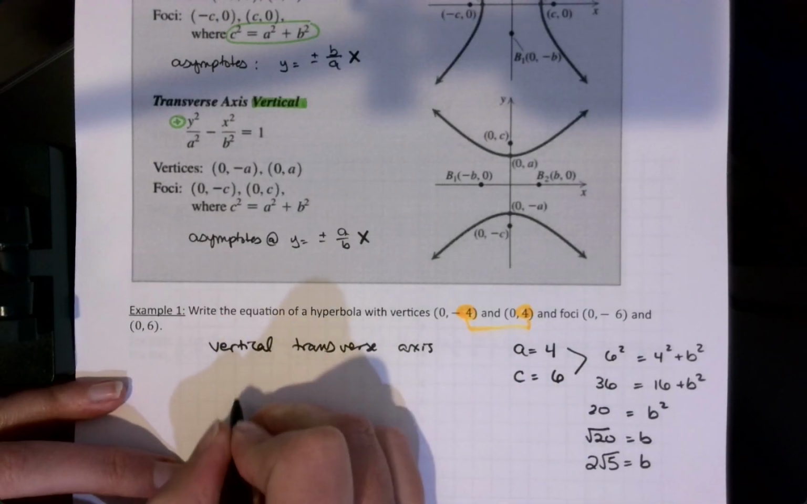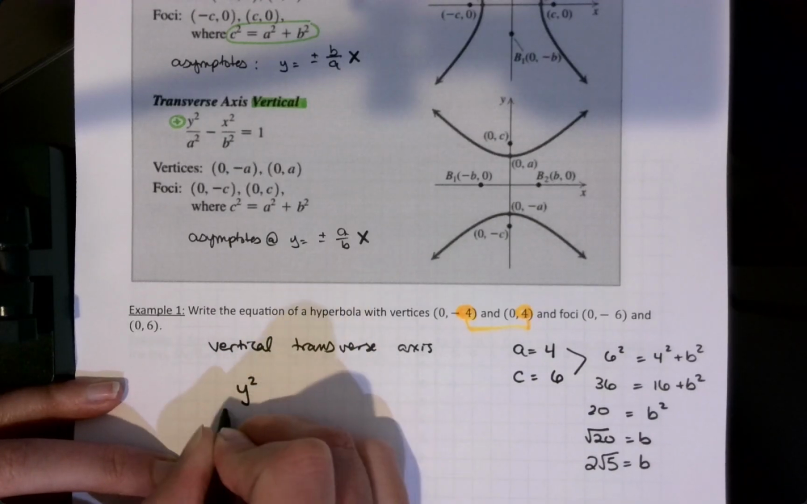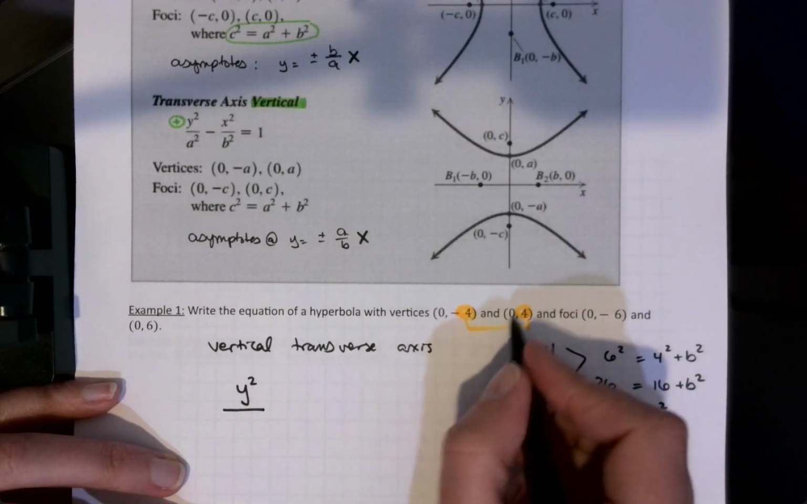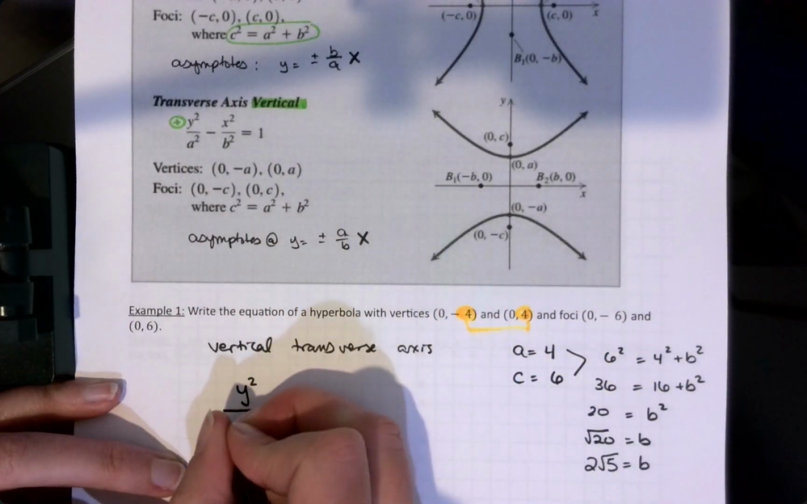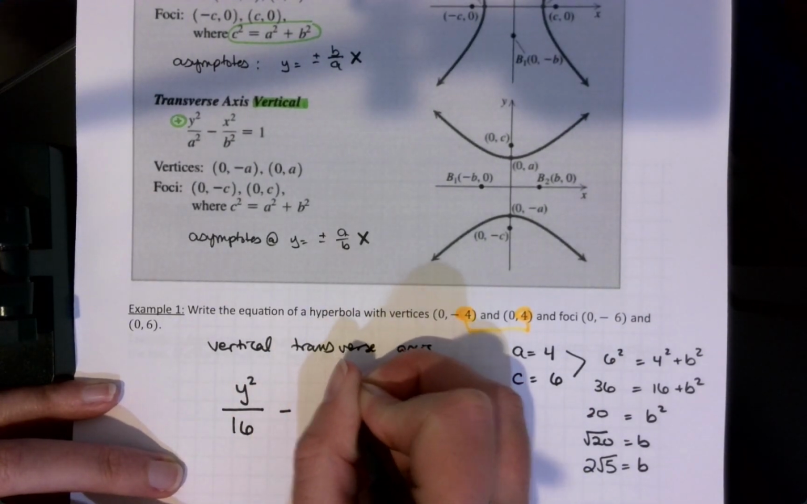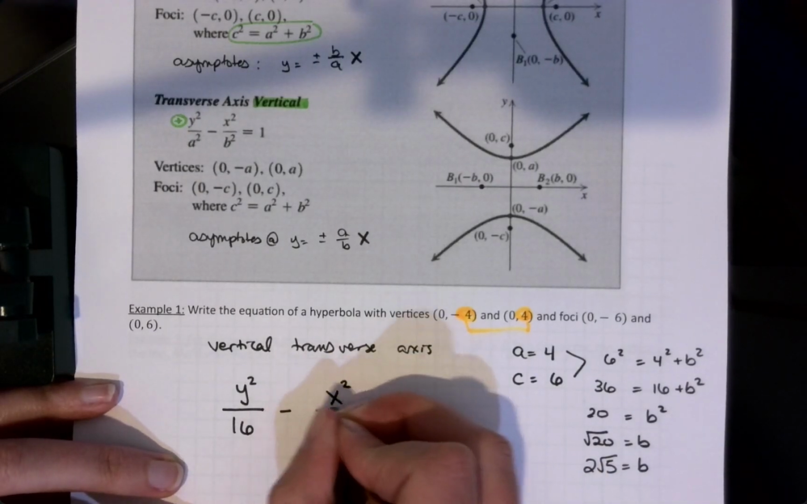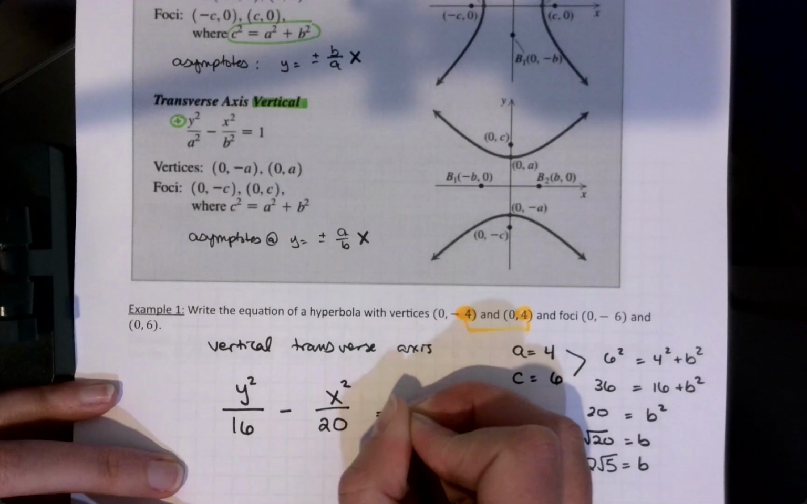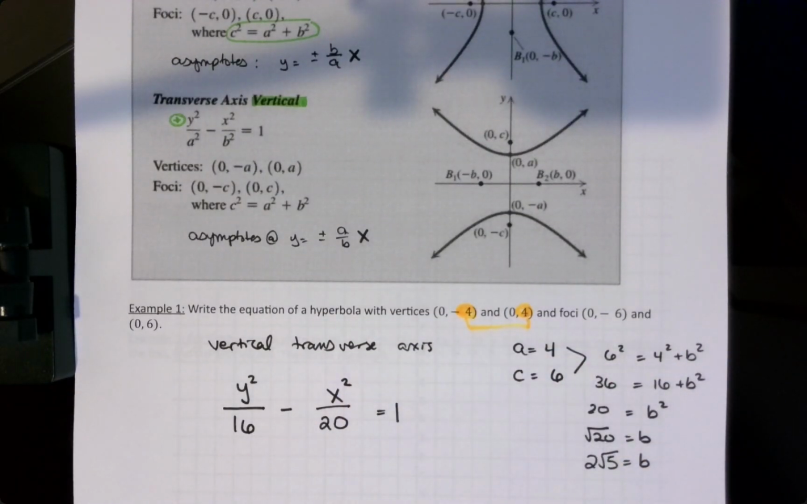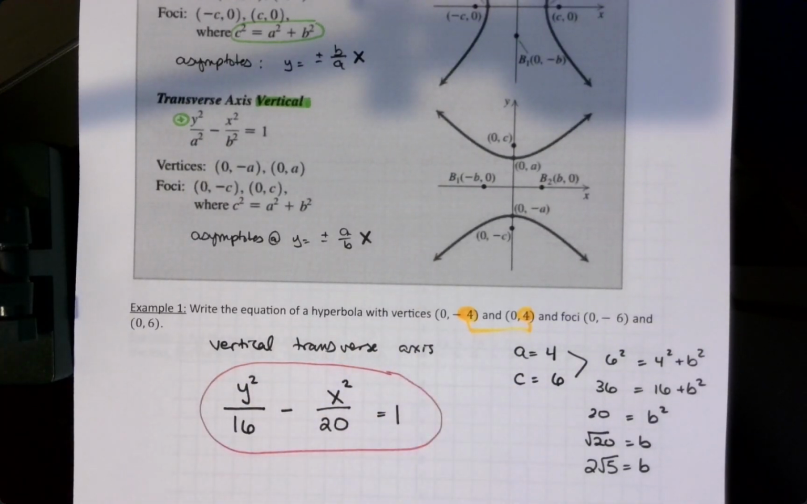The equation then will be, since the axis needs to be vertical, y squared over the vertical distance, which was 4 squared, so we'll make that over 16, minus x squared over our b value, which is 2 square root of 5, or square root of 20. When I square that, I get back to 20. So over 20 here equals 1. So that's the equation of this hyperbola. And you can graph that if you wanted to and check that it had its vertices and foci in the correct place.